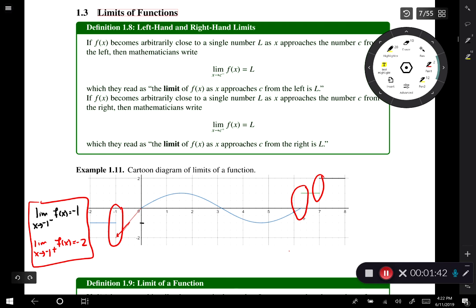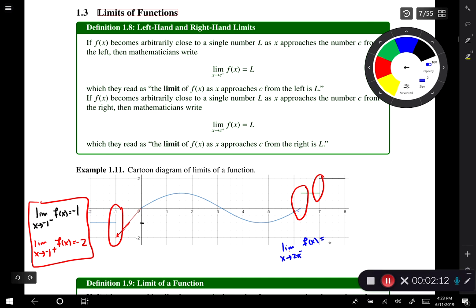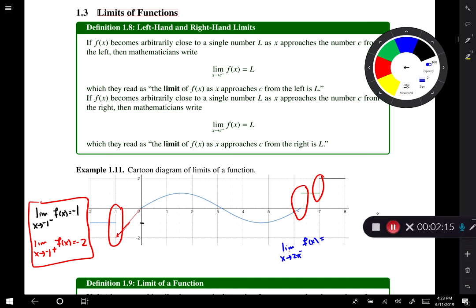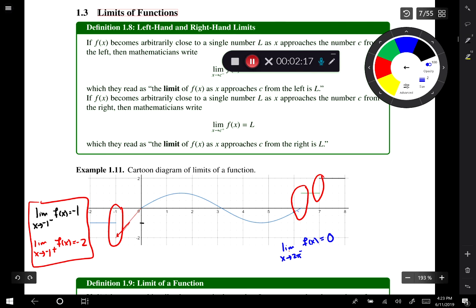Now the next example to look at is over here, and that is at x equals 2 pi, I believe. I'm pretty sure that when I plotted this, I put 2 pi there. So let's just say that that's what it is. We're looking at the limit as x approaches 2 pi from the left of f of x. The y values as x approaches 2 pi from the left are moving closer and closer to y equals 0. So we're going to say y equals 0 is the left-hand limit.